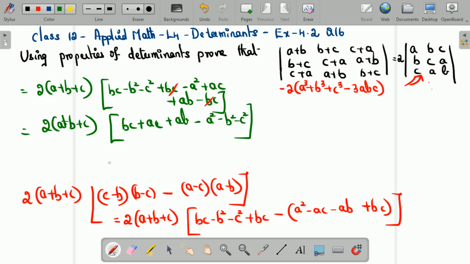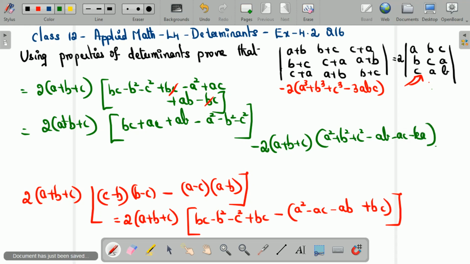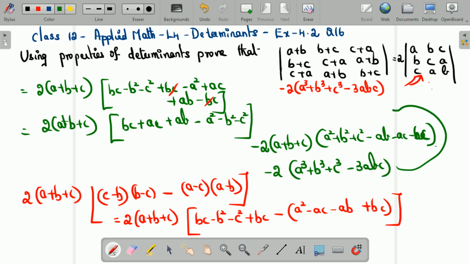Now I'm going to remove the minus sign outside. So this is −2 into (A + B + C) into (A² + B² + C² − AB − AC − BC). Sorry, BC. So now this makes the formula again an A³ + B³ formula, the same value we have got. So it is A³ + B³ + C³ − 3ABC. Now if you see, the value of both the determinants are the same. So we managed to prove, hence proved.